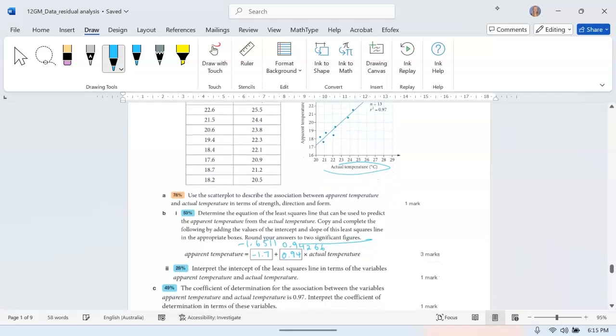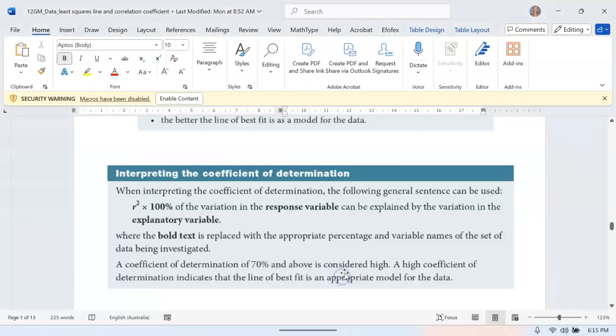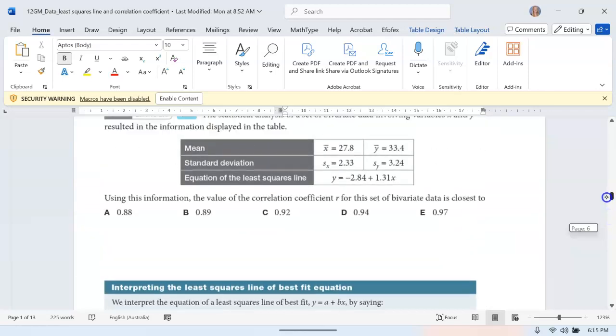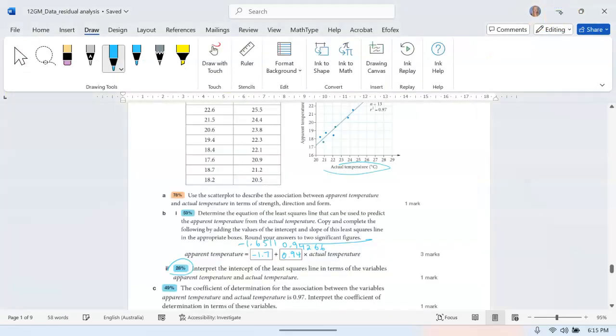All right, part 2. Interpret the intercept of the least squares line in terms of the variables apparent temperature and actual temperature. All right, 28%. That is crazy. So we're interpreting the intercept. Before we did the slope, so this time we're doing the intercept. So let me just go up to here. The y-intercept is A. This means the y variable is A units when the x variable is 0 units.